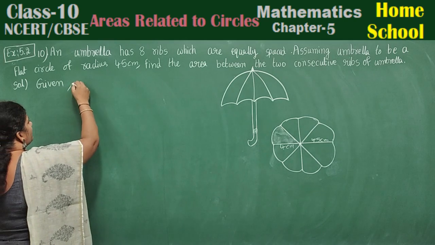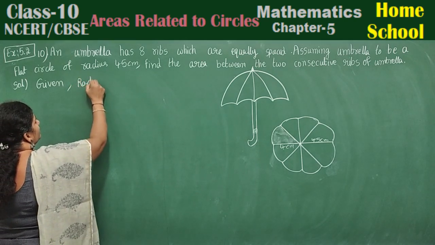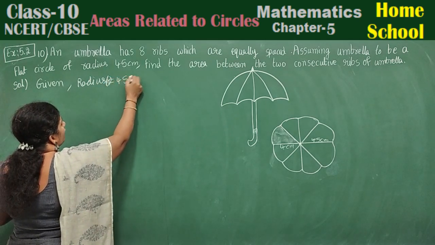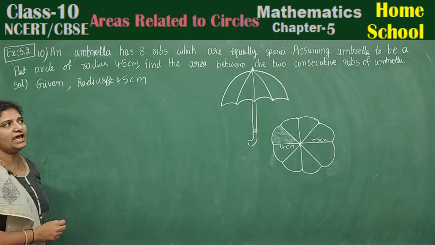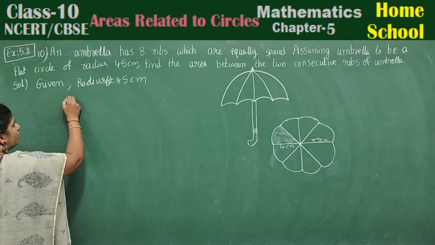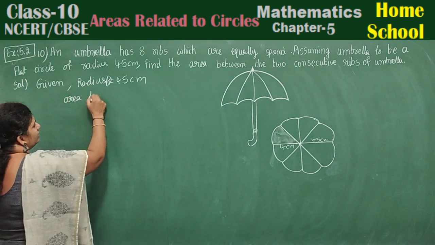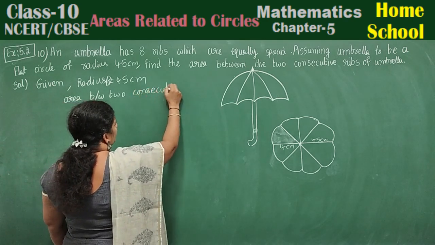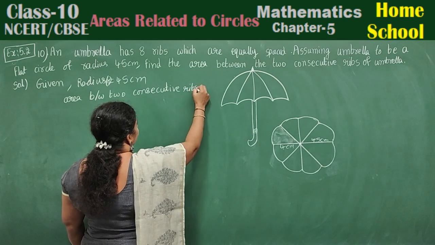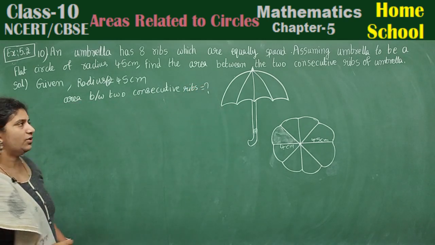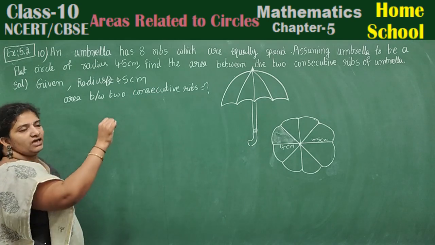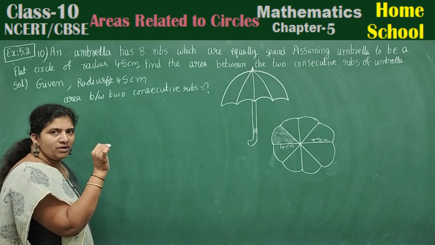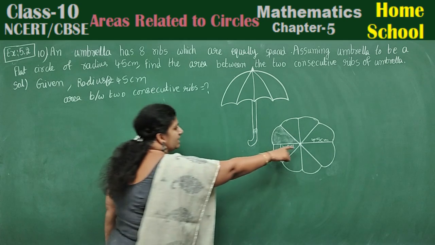Now I am going to continue from here. Given: radius r is equal to 45 centimeters. Find the area between two consecutive ribs of the umbrella. Area between two consecutive ribs of the umbrella is equal to question mark. Now, when you imagine a flat circle, 8 ribs are arising from a point. That point we call the center.